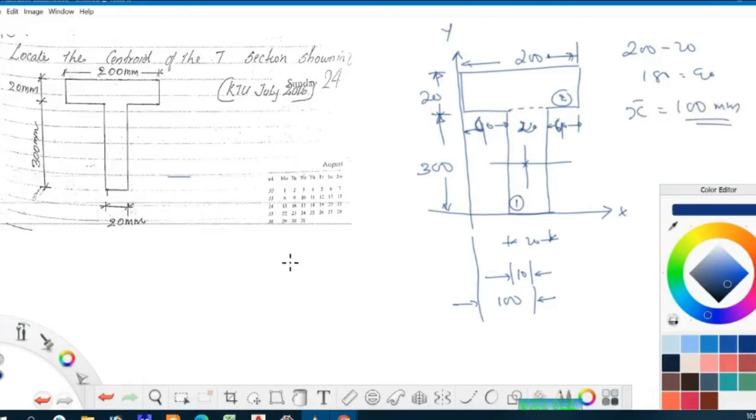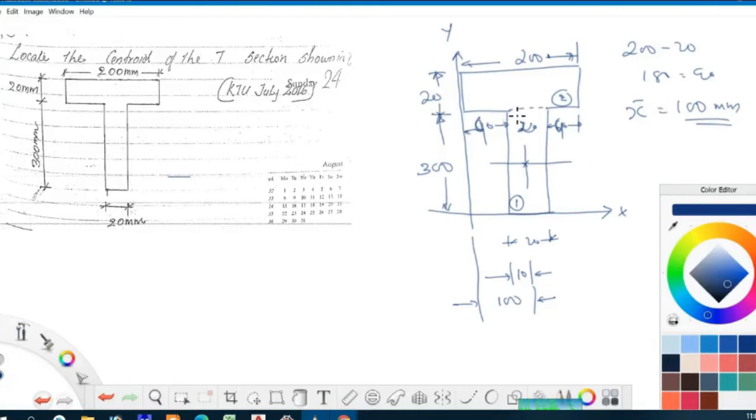When you find out x1, x2, a1, a2 and use the equation, it will give you exactly 100 mm. So just look for some symmetry. If there is symmetry about any axis, you can easily find out the centroid distance. So x bar is equal to 100 mm.